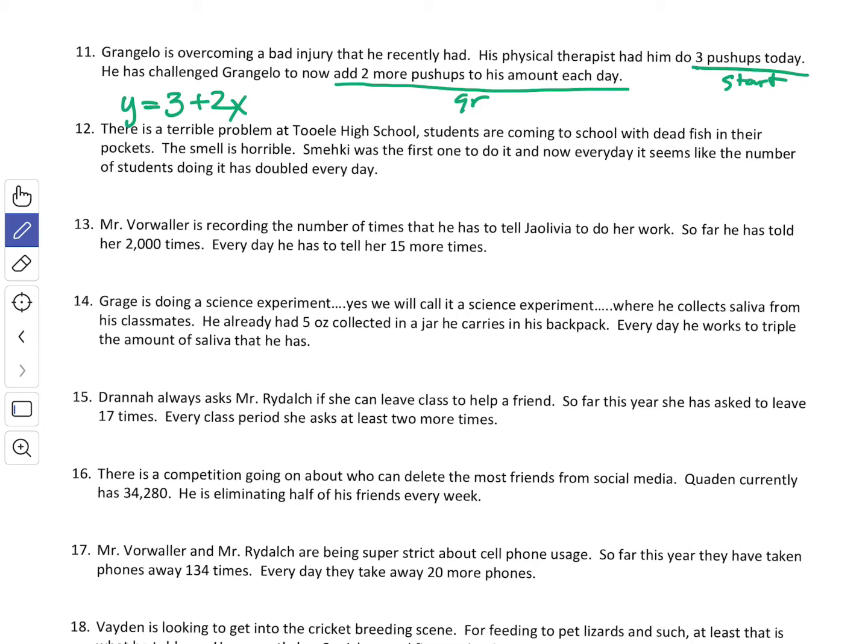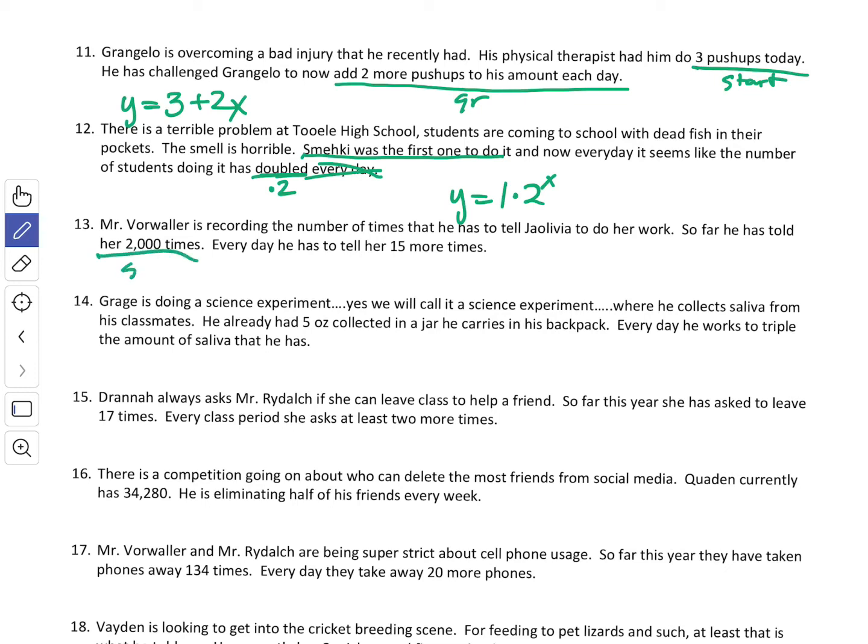12, there is a terrible problem at Tooele High School. Students are coming to school with dead fish in their pockets. The smell is horrible. Not true. Smakai, meaning the smell would be horrible, but it's really not happening. Smakai was the first one to do it. There's our start. And now every day it seems like the number of students doing it has doubled every day. Doubling meaning timesing by 2, so it's geometric. So y equals the first student, and they're doubling it every day.